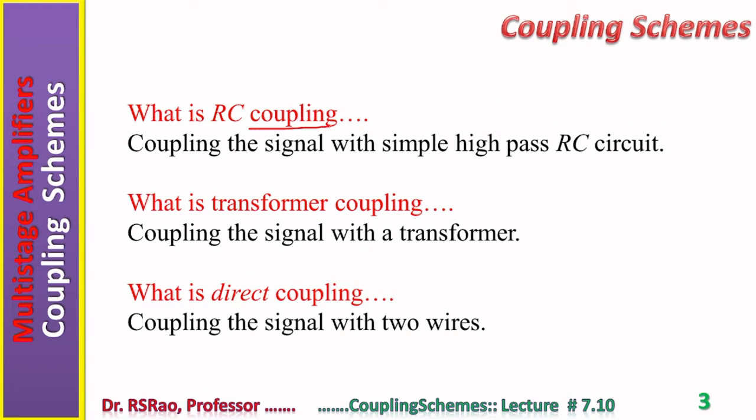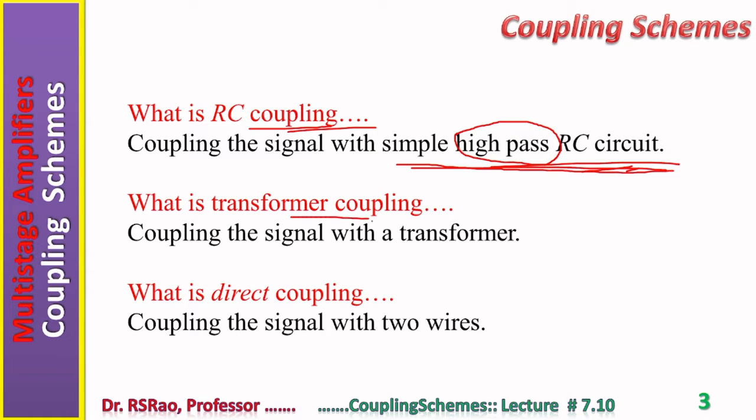Then what is RC coupling? In RC coupling, the signal is coupled with a simple high-pass RC circuit. A high-pass RC circuit is used. That's why it is called RC coupling. Note that it is a high-pass circuit, so it prevents lower frequencies from reaching the next stage.